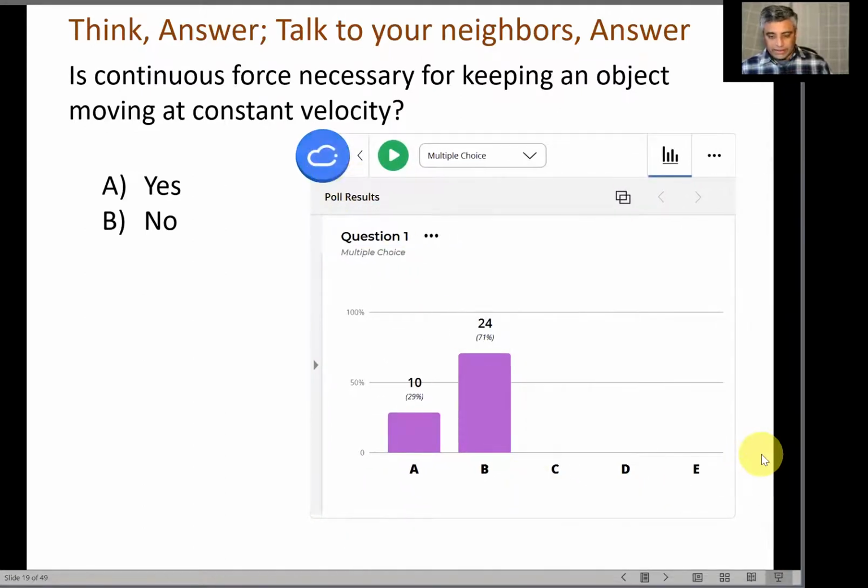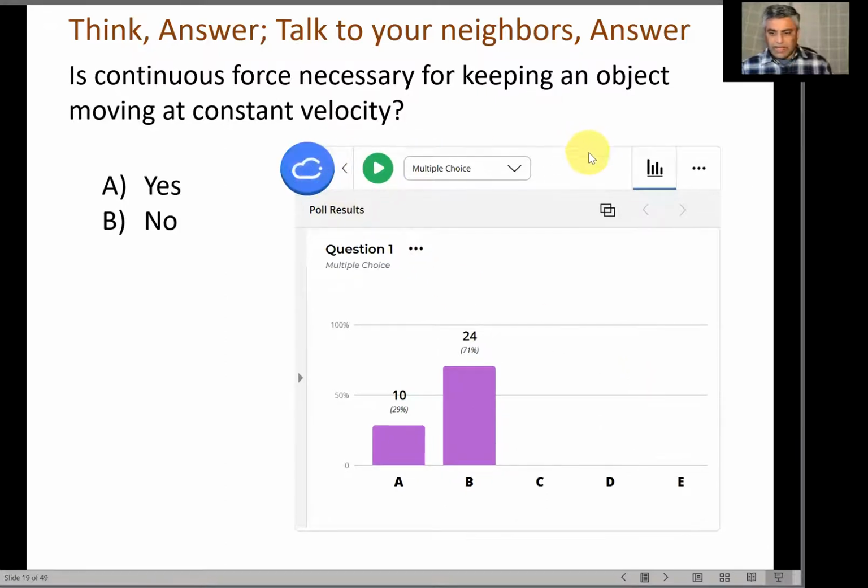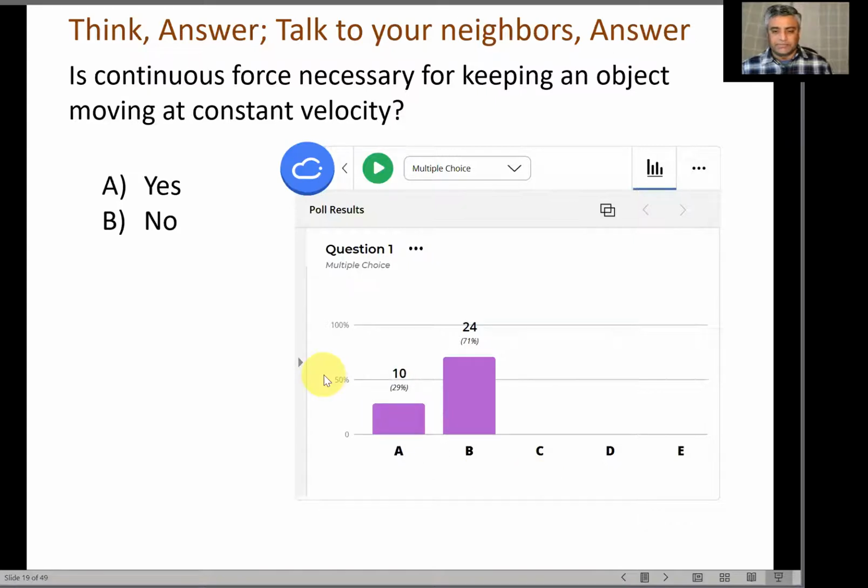So we are getting no and yes, mostly no, but some yes. The statement is: if I'm not pedaling the wheel of a bicycle, it slows down and it stops. Looks like I need force to keep it moving with constant velocity. So if you think A is incorrect, why is that? Can you explain that?